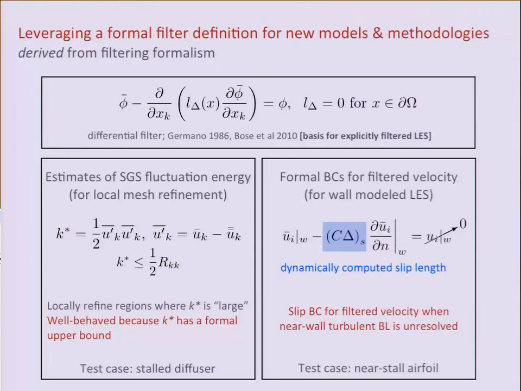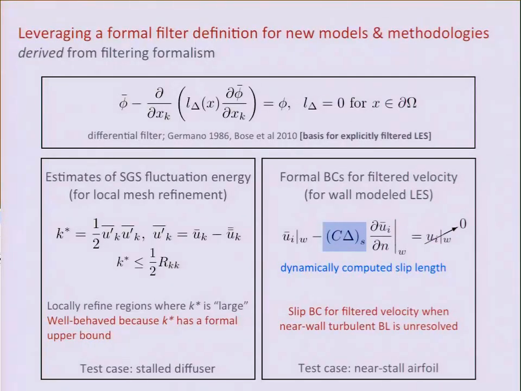The other application that I'll show you is that from this statement, you can actually derive formal boundary conditions for your filtered velocity field, which is what you're solving for. And this becomes important if you cannot resolve near-wall turbulence. This is often the case in external aerodynamics, for instance, flow around airfoils that I had shown in the original slide. And so this gives you a slip boundary condition that you can drive.